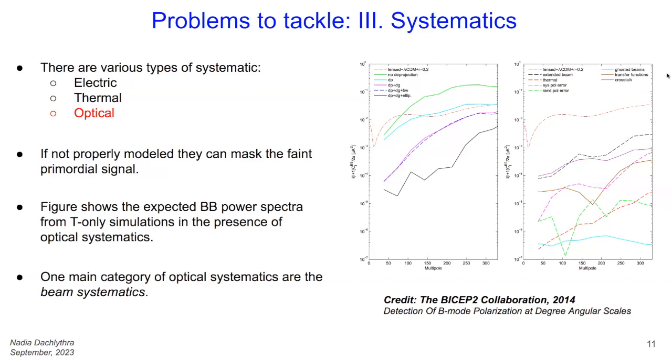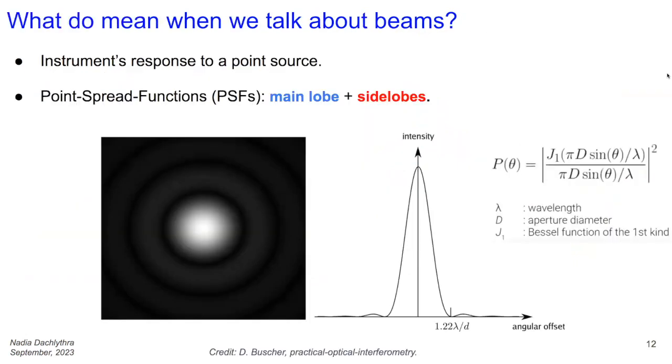And the main category of the optical systematics is the beam systematics. That was the longest introduction I've ever done to introduce what I do. So this is the beam model part. And when we talk about a beam, we mean the instrument's response to a point source. And this is what defines the resolution of our instrument, the angular resolution.